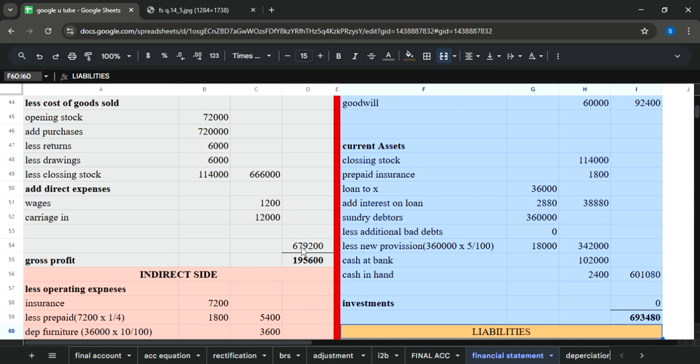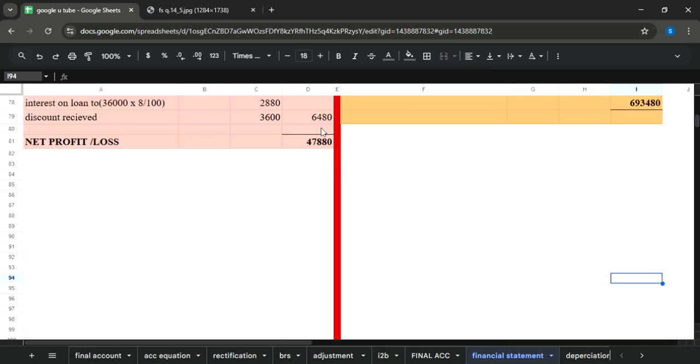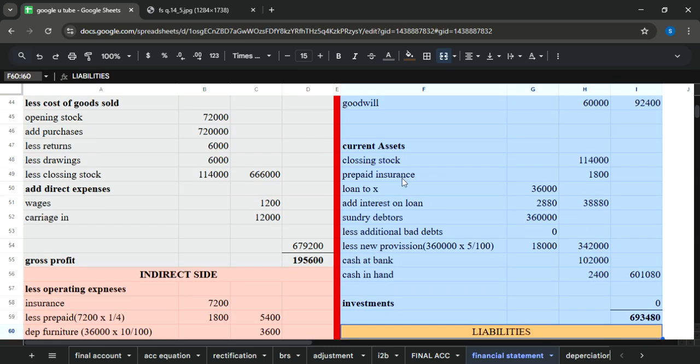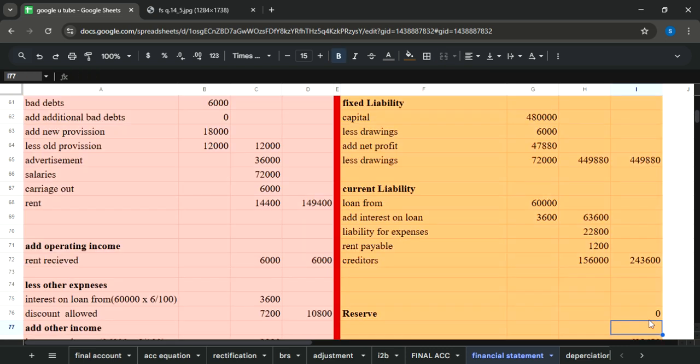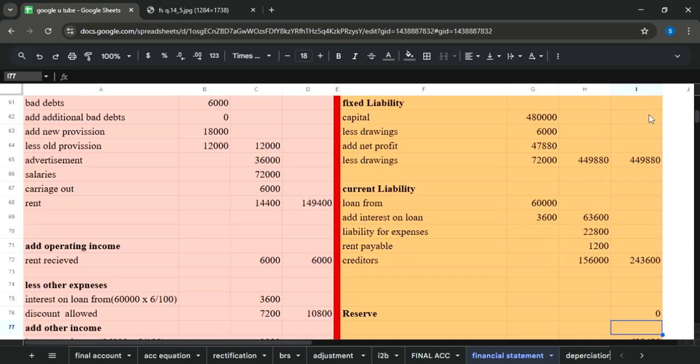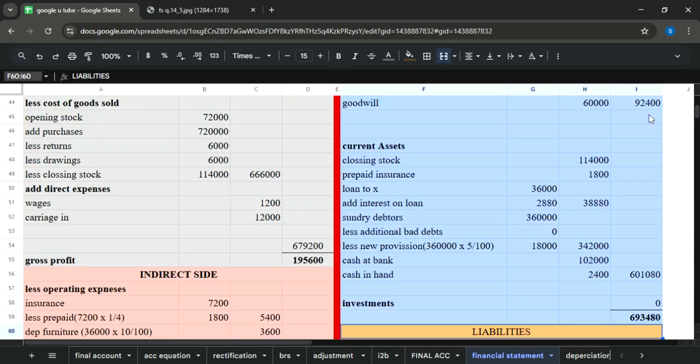Gross profit was calculated, first part. Then net profit was calculated, second part. Then asset side was calculated, third part. Then your liability side was completed. This is the fourth part, 693,480. In this way our question has been completed.